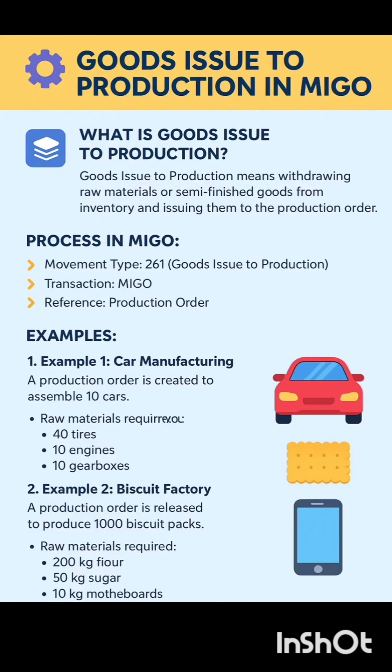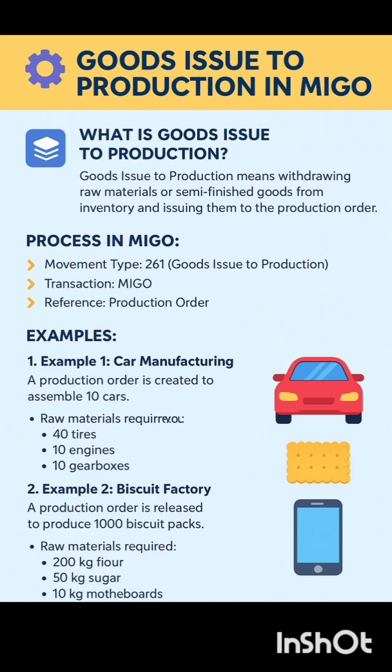MIGO is also used for goods issuance to production. Goods issue to production means withdrawing raw materials or semi-finished goods from inventory and issuing them to the production order. The process in MIGO includes movement type 261, that is goods issuance to production, the transaction is MIGO, and the reference is the production order. Let's take 3 examples.